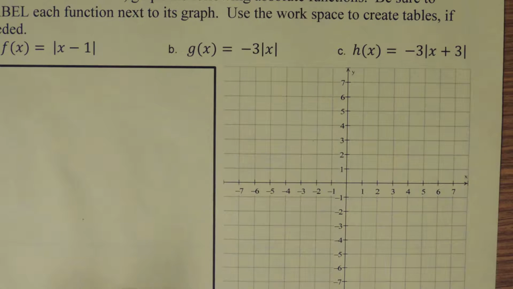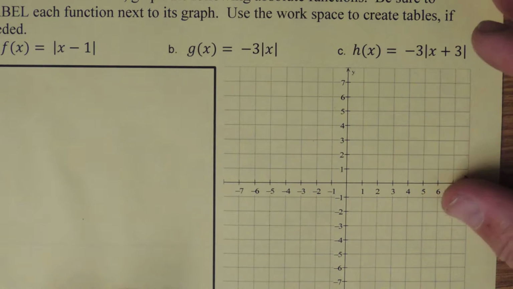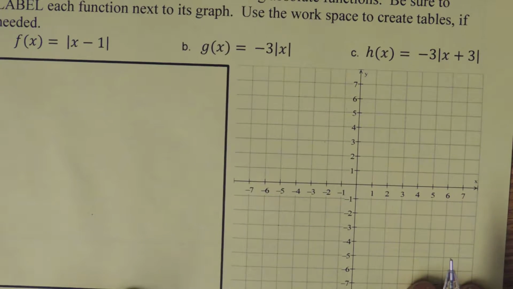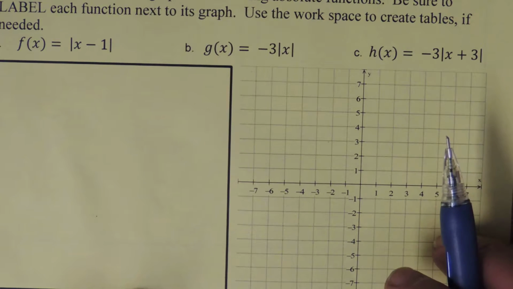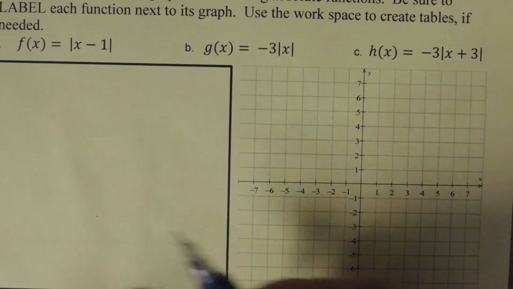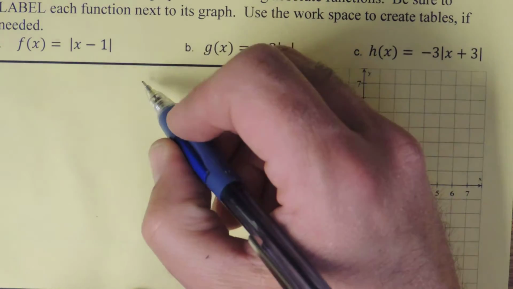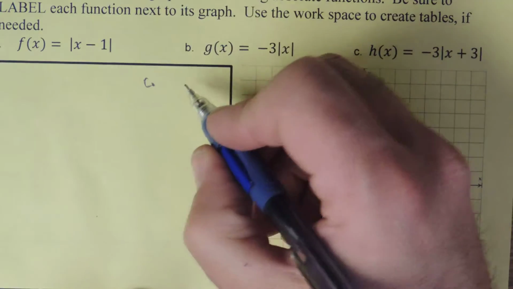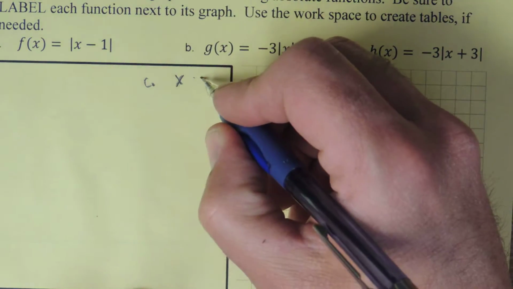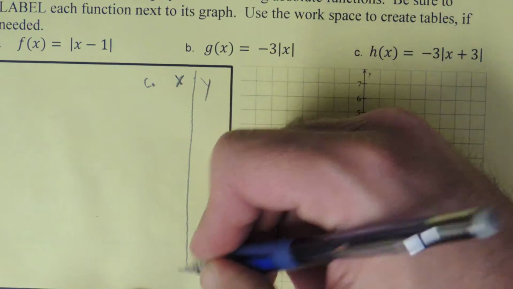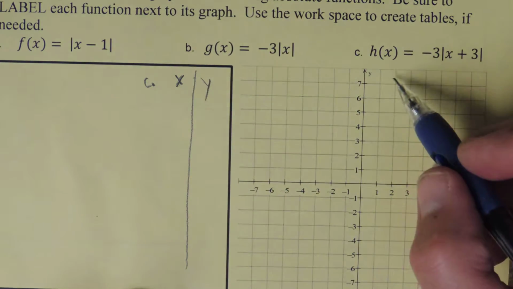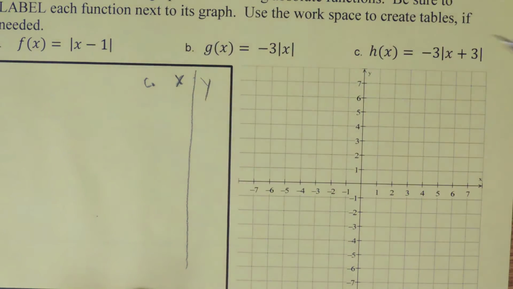So anyway, to graph this, I'm going to graph h of x for you. H of x is negative 3 times the absolute value of x plus 3. I'm going to do a table. I'm going to put my table for C here. I'm going to have an x value and a y value. And y value, of course, would be h of x. So I really only need 3 points.